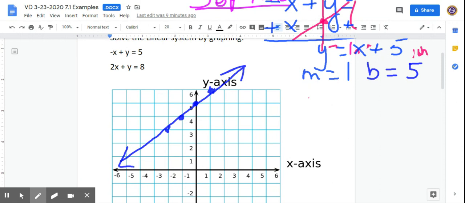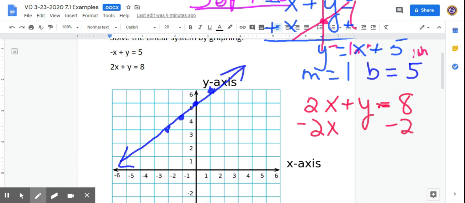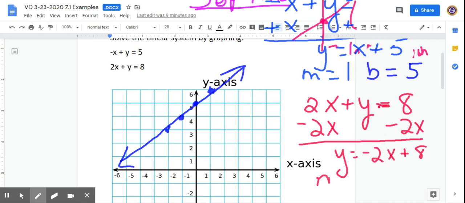Now we have to do the same thing again for the second equation. So we have 2x plus y equals 8. Solve for y. All right, so we got to get rid of that 2x. So we bring it on the other side. And we have y equals negative 2x plus 8. Our slope is negative 2, and our y-intercept is 8.